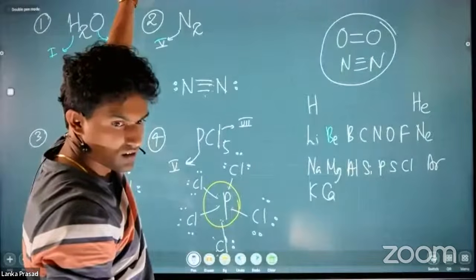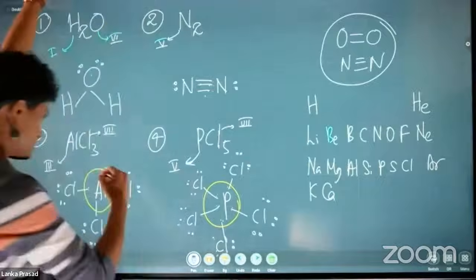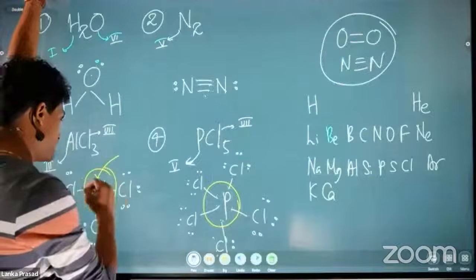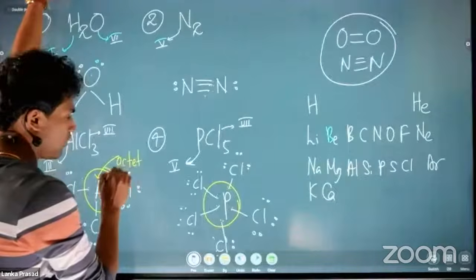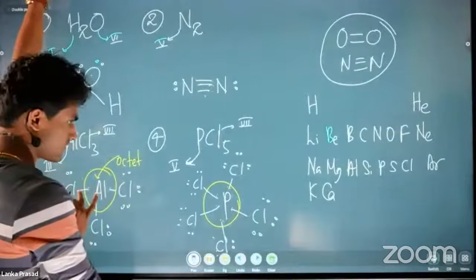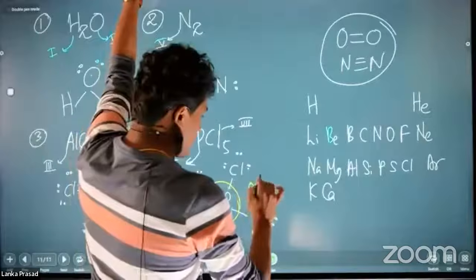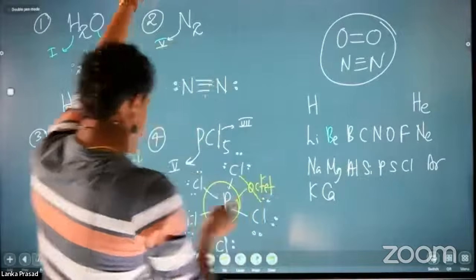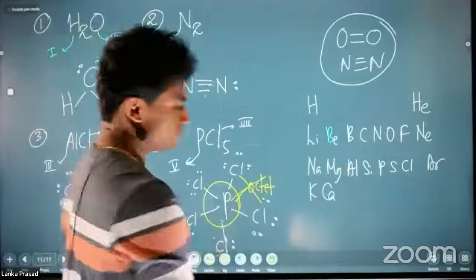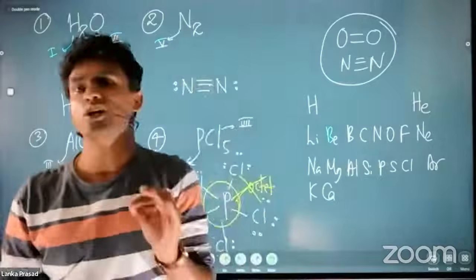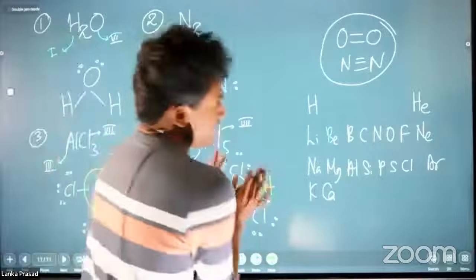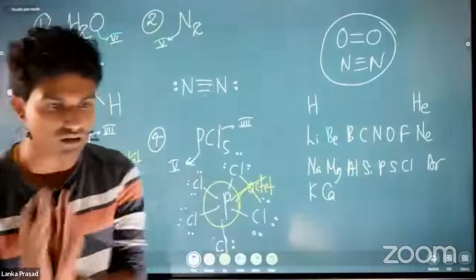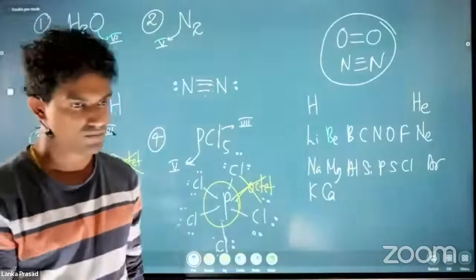Then that one below is 8. So that means that one does not obey the octet rule. That one also does not obey the octet rule. In your syllabus, AlCl3 and PCl5 do not obey the octet rule. That's all.